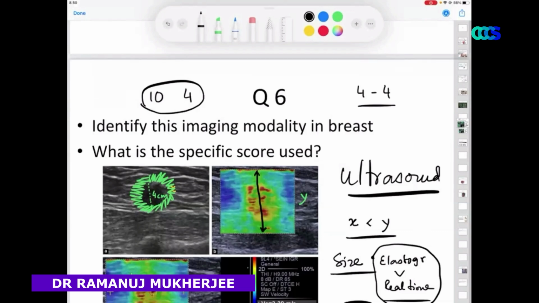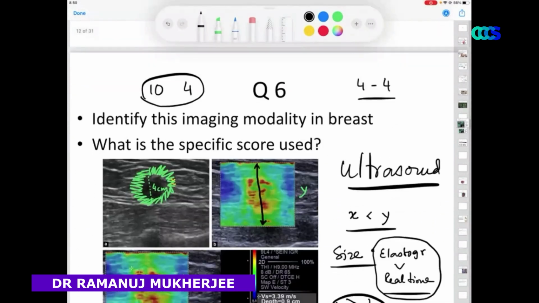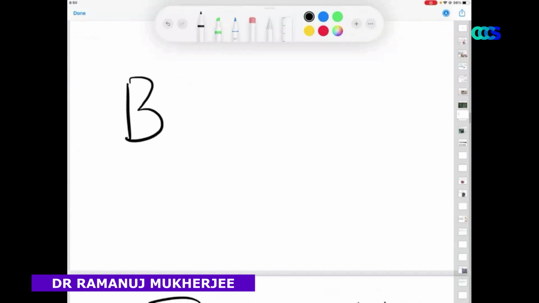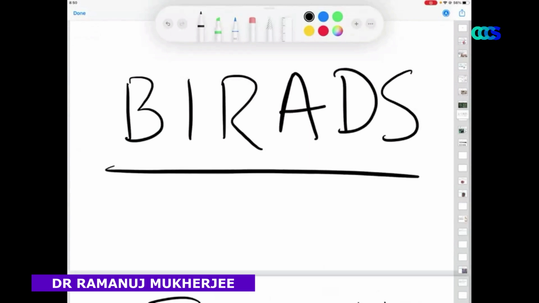Yes, sir. Right. Now, we surgeons are not interested in understanding mammography or magnifying the picture. I'm least interested. There is only one word that I am interested in, and that is called BIRADS. We surgeons are least interested in elastography and all these things. The only thing we are interested in is BIRADS.